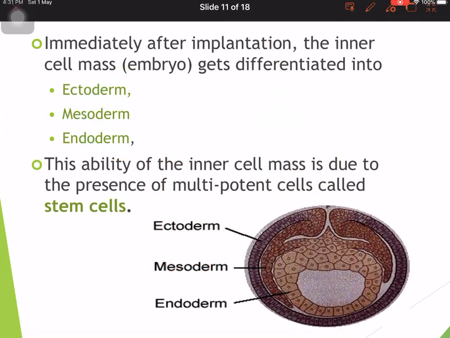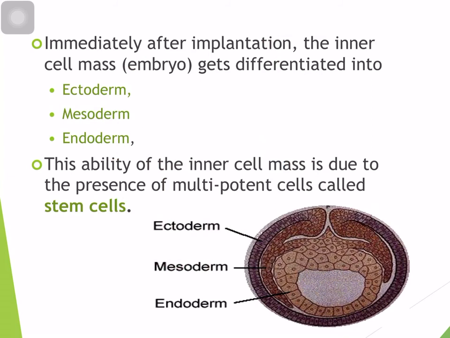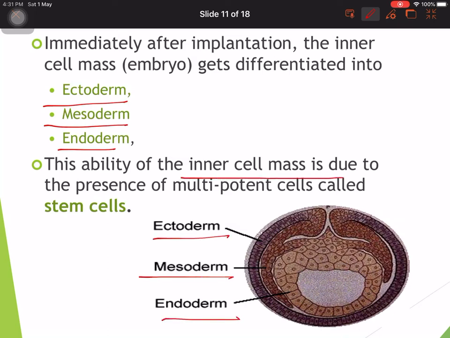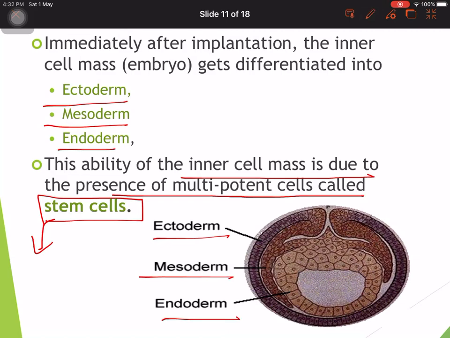So immediately after the implantation, the inner cell mass gets differentiated into ectoderm, mesoderm and endoderm. After the implantation of the embryo inside the uterus, the inner cell mass is differentiated into these three things. You can see ectoderm, mesoderm and endoderm, and this ability of the inner cell mass is due to the presence of multipotent cells called stem cells. You must have heard this name, stem cells. Why are these called multipotent cells? Because these cells have the capability to be converted into any type of organ or help in the development of that organ. That's why nowadays stem cells are preserved for future use.